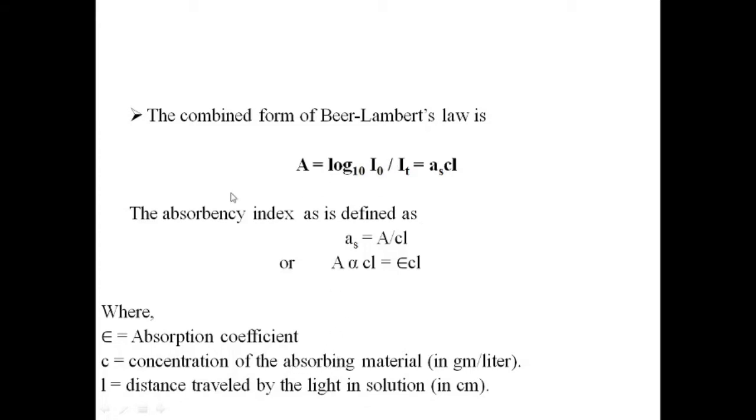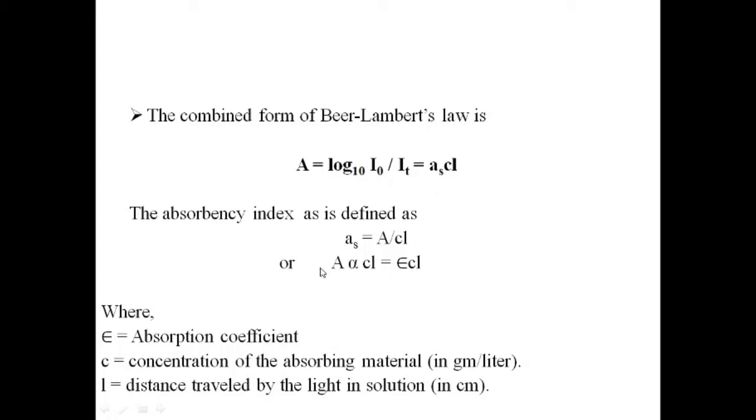So from this equation, the absorbency index, that is AS, if it is to be calculated, this is possible by taking the ratio of this absorbance and CL, concentration and length of the solution. So the absorbency index AS is equal to A upon CL, the ratio of absorbance and the product of concentration and length.